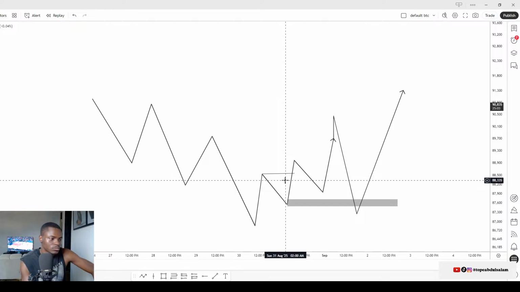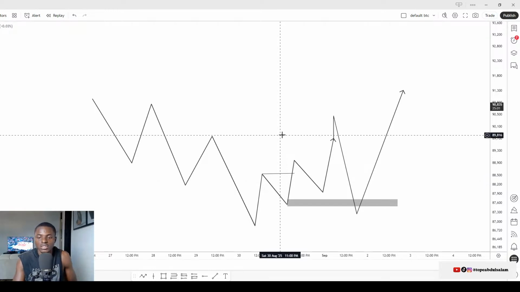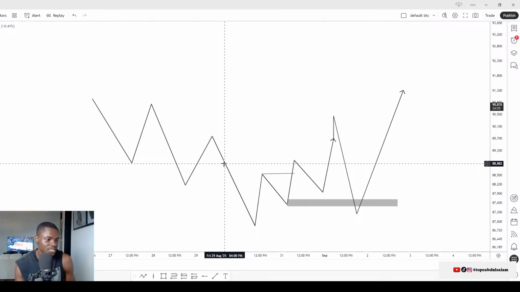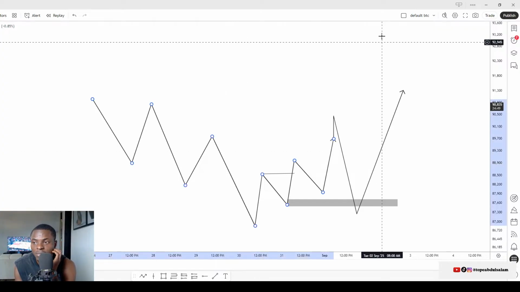Okay. So since you guys are two here, I want to teach you guys directional bias, what directional bias is, before we go to the chart, and I'll show you what directional bias is.